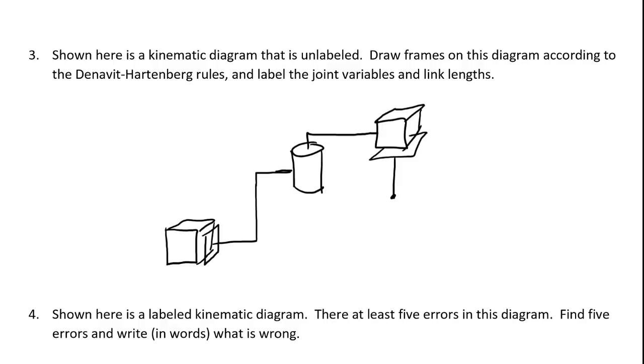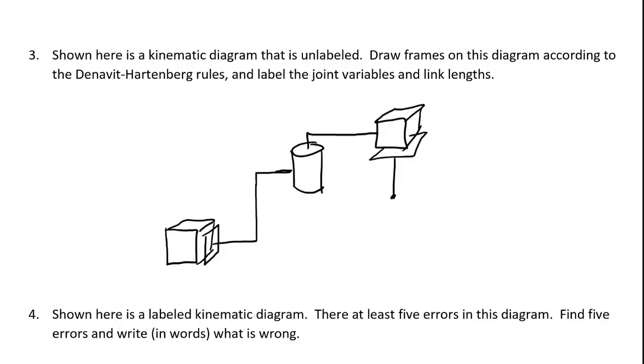Question 3 shows you a kinematic diagram that is unlabeled, and the question asks you to draw frames according to the Denavit-Hartenberg rules and to label the joint variables and link lengths. So first of all, you know that we need to have 4 frames on this manipulator because we need to have 1 frame for each joint, and we also need to have a frame on the end effector.